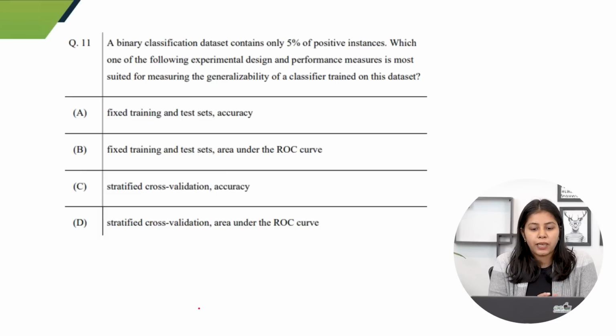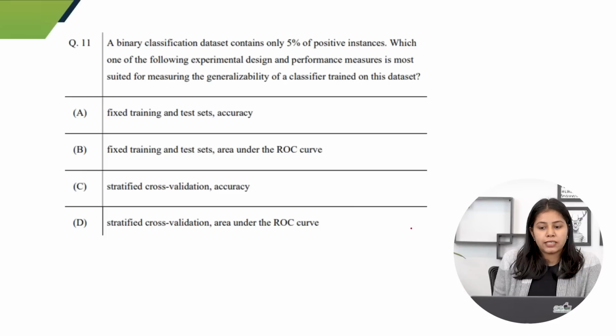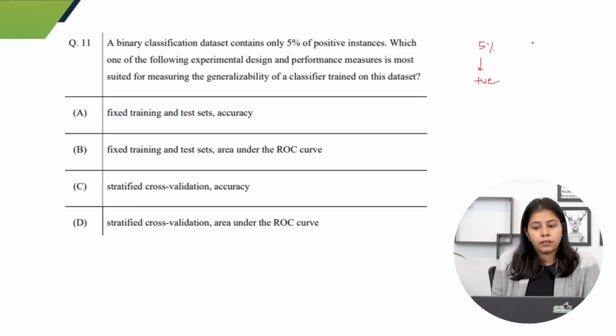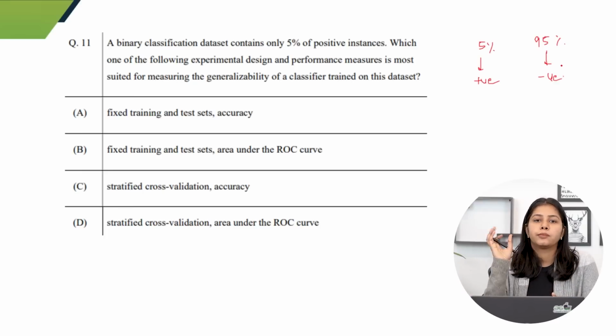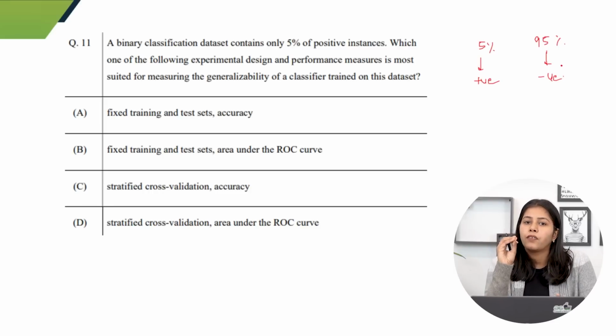Which one of the following experimental design and performance measures is most suited for measuring the generalizability of a classifier trained on this data set? You can see that 5% of the data set is positive, which means 95% of my data set is negative. So if I train a model and give a negative value for all instances, then 95% of the time my model is giving me the right answer.